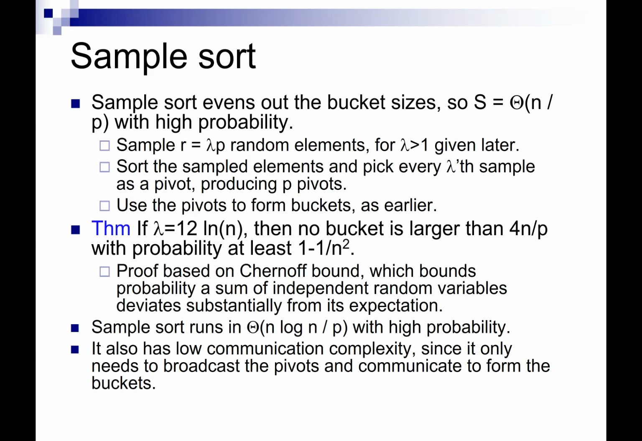if we just naively pick p pivots, then this algorithm is not going to work so well. However, the sample sort algorithm is going to do things slightly differently, and the goal for sample sort is to make the buckets have approximately the same size. So it's going to even out the bucket size. In fact, the sample sort algorithm is going to guarantee that the buckets are all going to be on the order of n divided by p, with high probability.